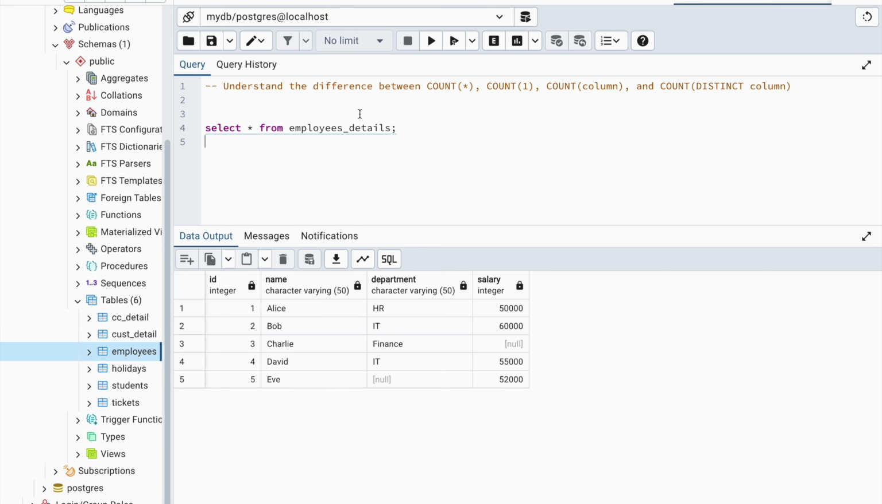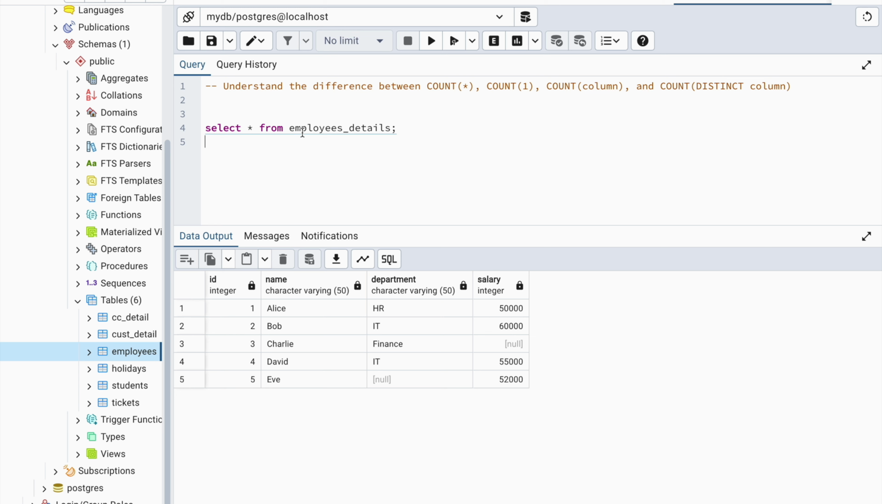Hello everyone. Today we are going to understand another concept which is frequently asked in SQL interviews: the difference between count star, count one, count column and count distinct column. Let's understand this with a practical example.